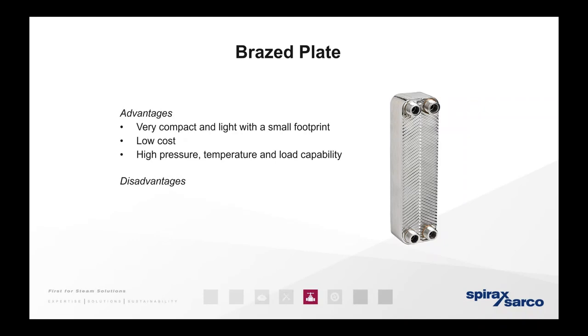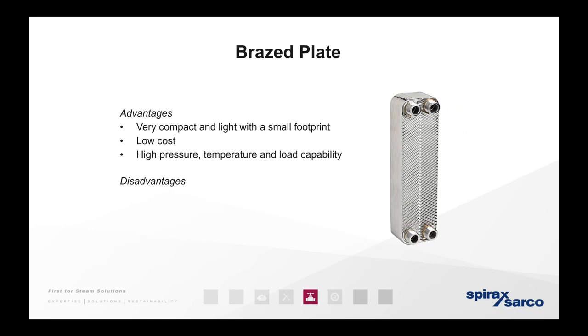So brazed plate heat exchangers. The advantages: these are very compact. They tend to be very small. You see these quite often in dairy and pasteurizing, and so on. A small footprint. These are low cost in comparison to the others. Smaller, often in this world, means cheaper. So that's why they're low cost. High pressure, because they're brazed, because they're welded. They are capable of dealing with much higher pressures than standard plate and tube or plate and shell.